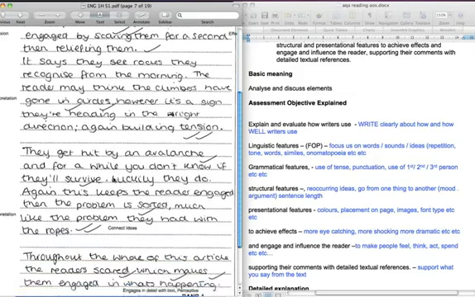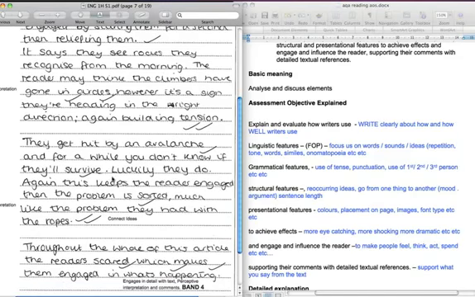They get hit by an avalanche, and for a while they don't know if they'll survive. Luckily they do. Again, this keeps the reader engaged. Then the problem is sorted, much like the problem they had with the ropes. So here we've actually managed to connect the ideas, again, as mentioned earlier, but this is referencing it from earlier on, and the interpretations there.